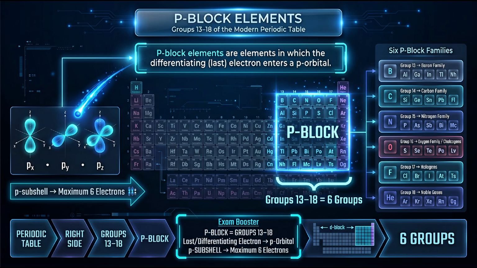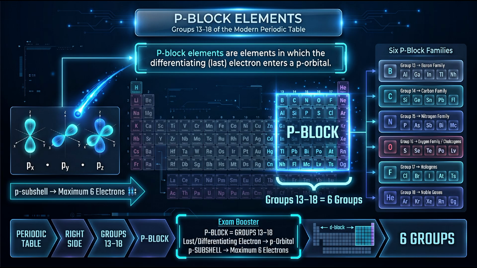There is an important exception that students should remember. Helium is placed in group 18 because it is a noble gas and has a completely filled outer shell, but its actual electronic configuration is 1s2, not 1s2, 1p6. Therefore, helium does not have its differentiating electron entering a p orbital. From the point of view of electronic configuration, helium belongs to the s block, but because of its chemical properties and completely filled shell, it is positioned with the noble gases in group 18. This is a very important examination point.